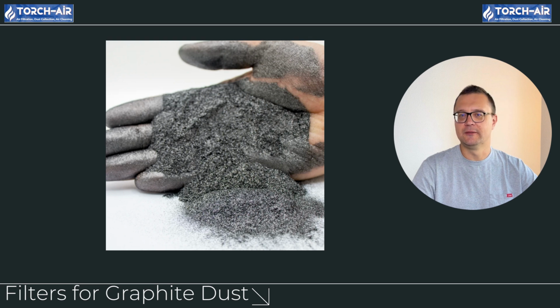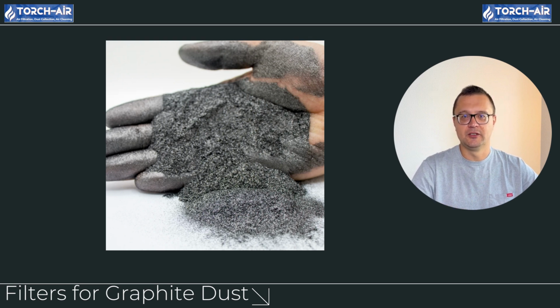2. HEPA filters. HEPA, high efficiency particulate air, filters are capable of capturing particles as small as 0.3 microns, making them a great choice for filtering fine graphite dust. These filters can remove up to 99.97% of airborne particles, ensuring that even the smallest dust fragments are trapped. HEPA filters are especially useful in environments where clean air is critical, such as in electronics manufacturing or healthcare settings, where graphite dust exposure could pose additional risks.